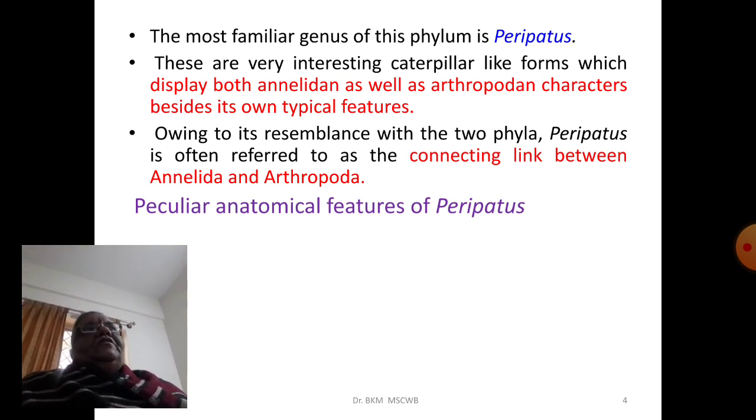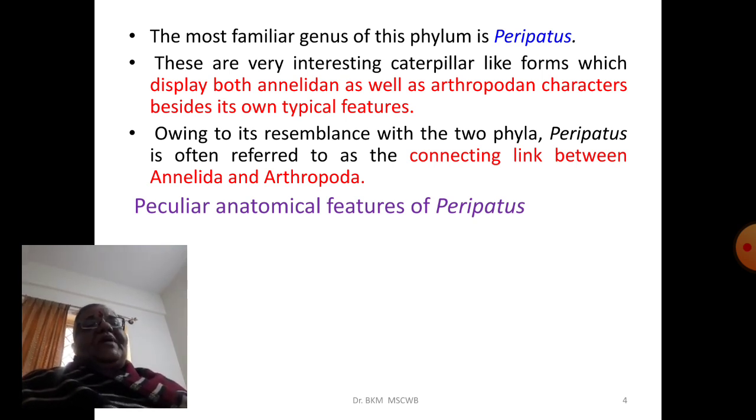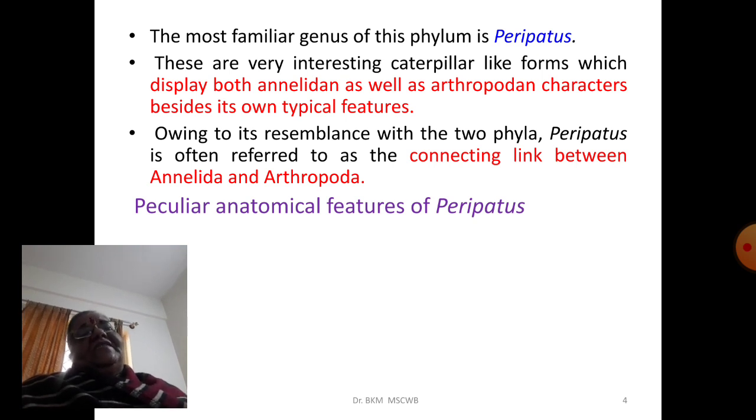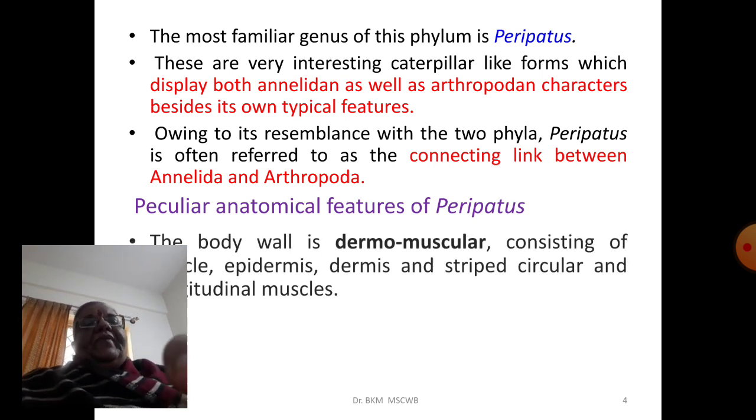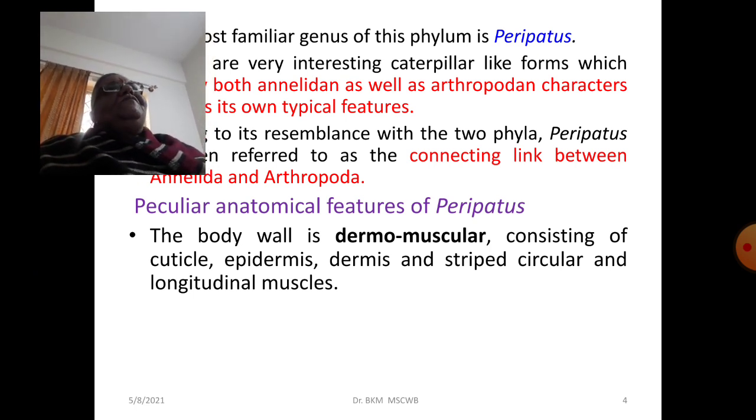So, for 10 marks, a paper setter can ask: Peripatus serves as a connecting link between phylum Annelida and Arthropoda. Justify. That is what I am going to teach you in this class. To begin with, we shall study the peculiar features of this genus. What are the special features? The body wall is dermomuscular.